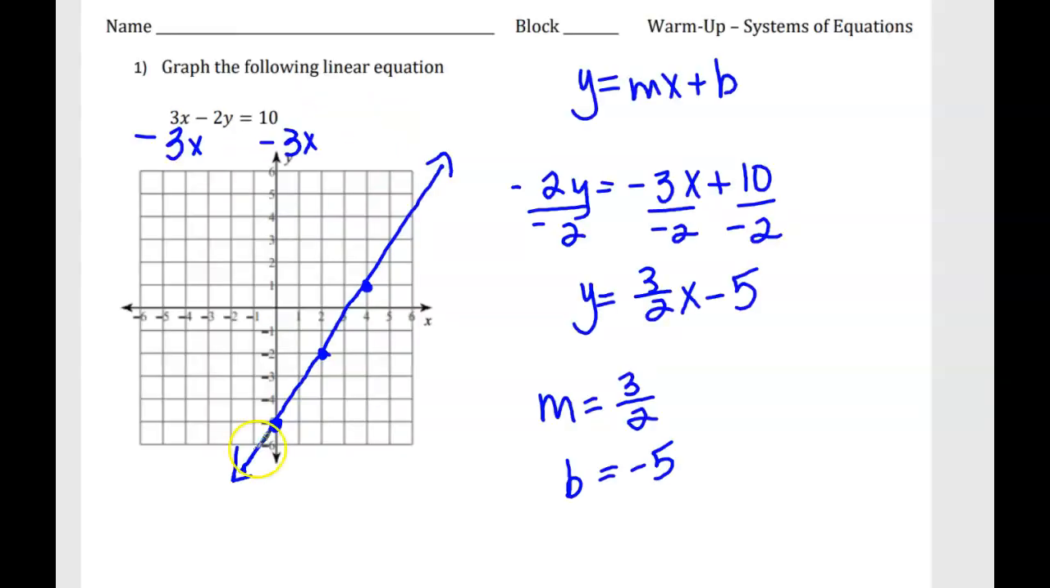Okay, so the second question states whether the ordered pair is a solution to the equation. So all you have to do is take this ordered pair and plug it in. If you notice with number 1, this line is actually an infinite number of ordered pairs. Each one is a solution, as long as it's on the line.